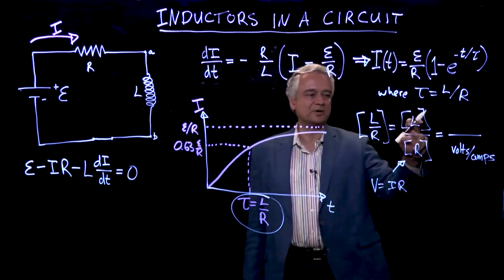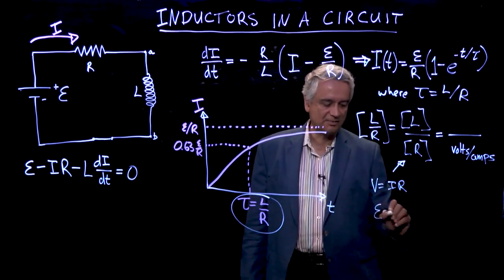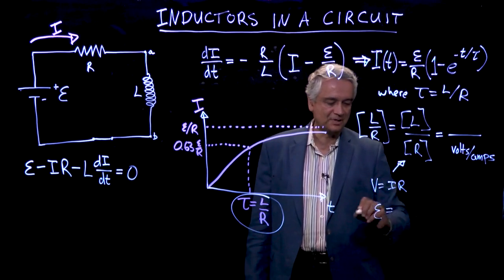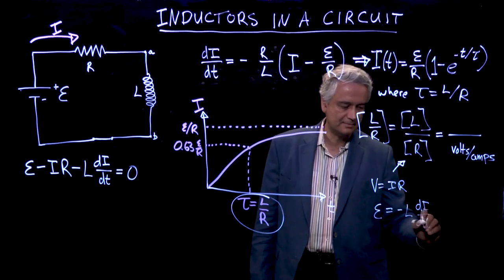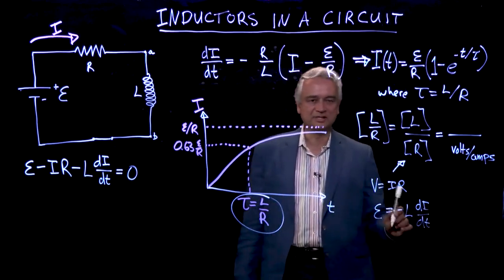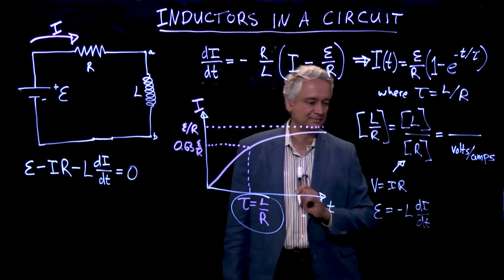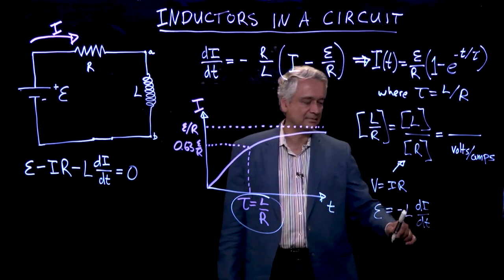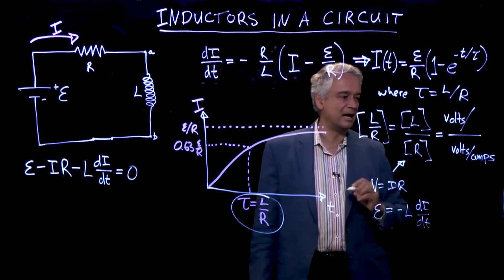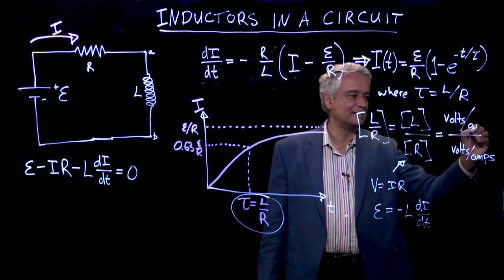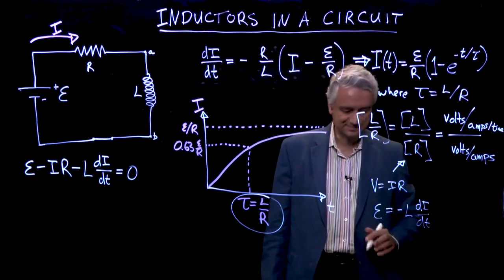Now I need an equation in which L occurs. Well, that's an equation that we've had relatively recently. We have had an equation written on the board not so long ago in which epsilon was minus L di by dt. And this equation tells me that the units of L are the units of electromotive force, that's volts, divided by the units of di dt. So the units of L are volts, divided by di dt, and that's amps over time, or seconds.